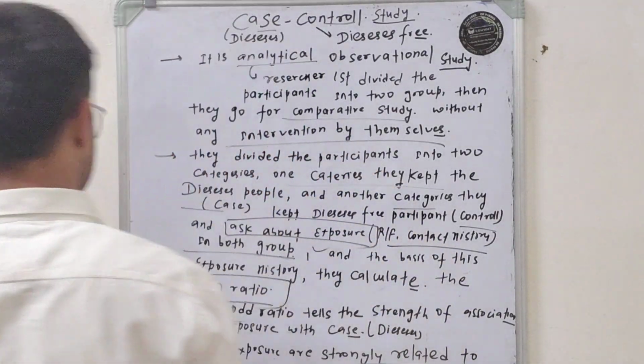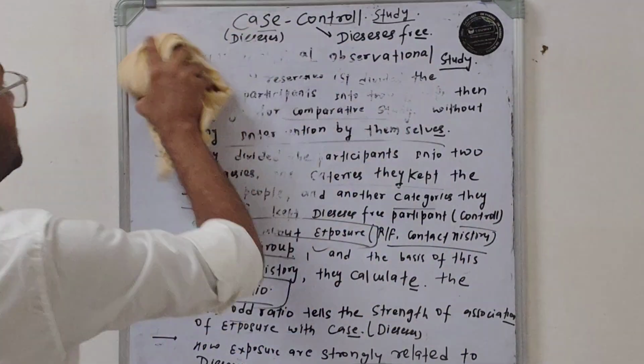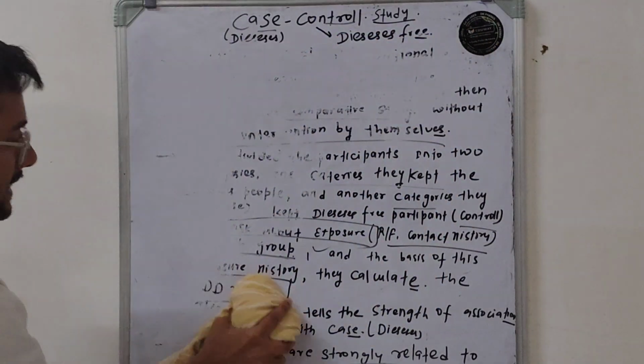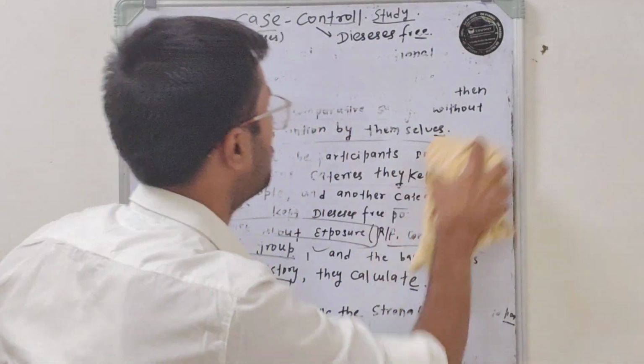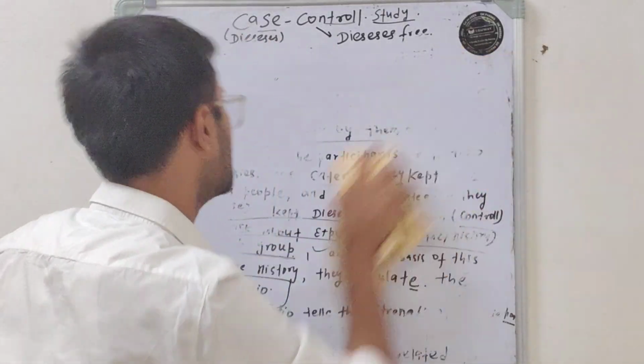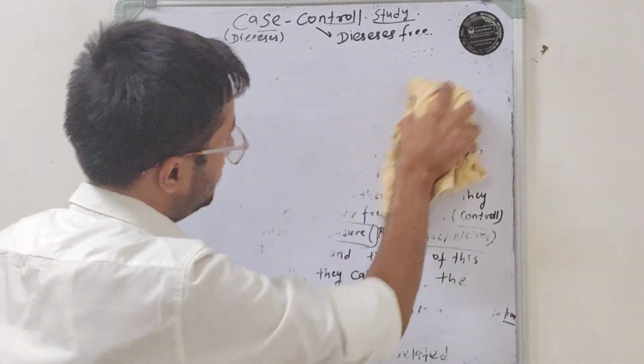First we are going to clean my board. Then I will explain how we correlate the odds ratio. With the help of the odds ratio, we find the correlation of exposure and disease.